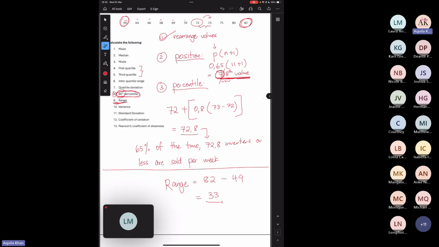Then we have number 10, which is your variance. So your variance is linked to the next calculation as well, which is your standard deviation.